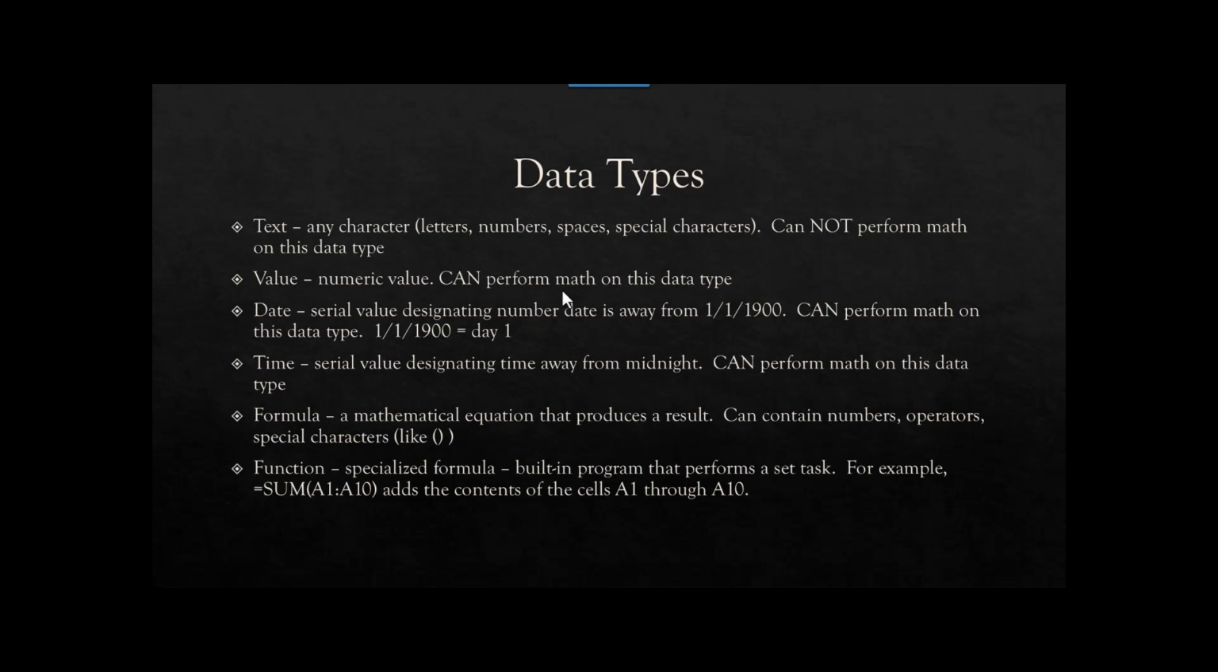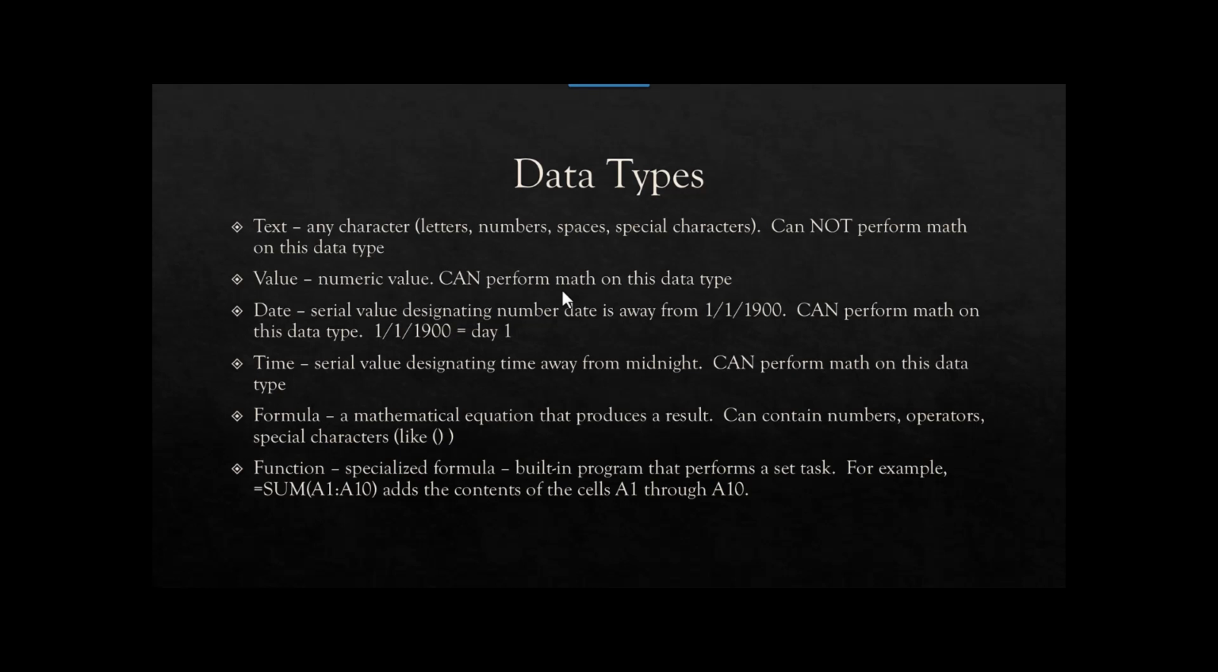Take today's date minus your birth date, figure out how many days you've lived, divide it by 365.25, and it'll give you how many years you've lived. So you can do all of those kind of math type functions on a date. Even though it might say June, it still internally is a number. Same thing with the time.